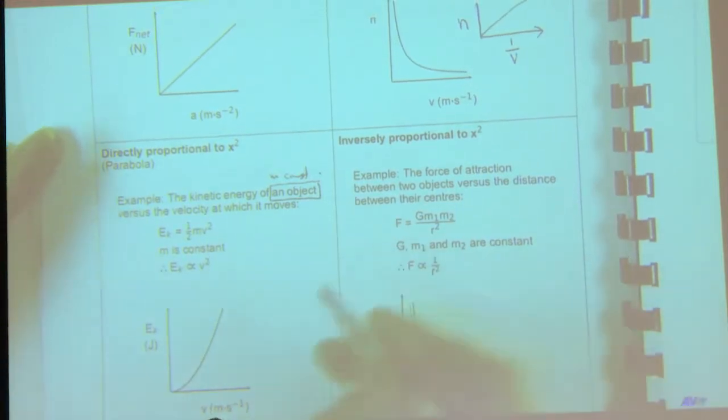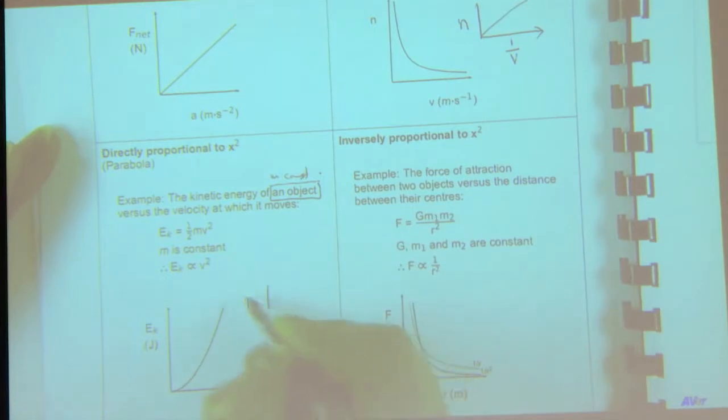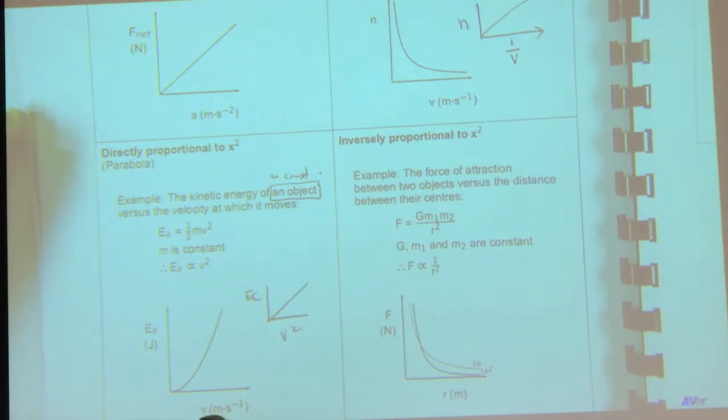What could they have asked us different? They could have asked Ek versus v squared. What should that one look like? Now it's a straight line, yes, because now the square is in the axis, right? So then it would have been a straight line. Okay, very last one there.